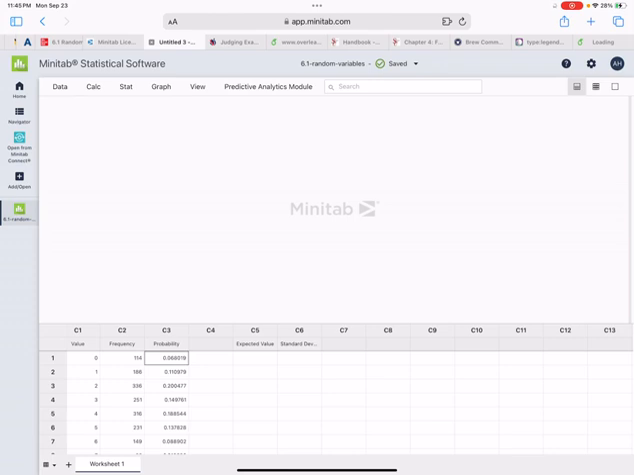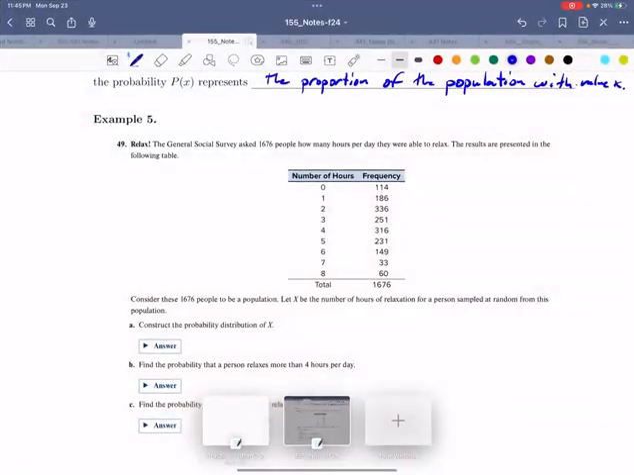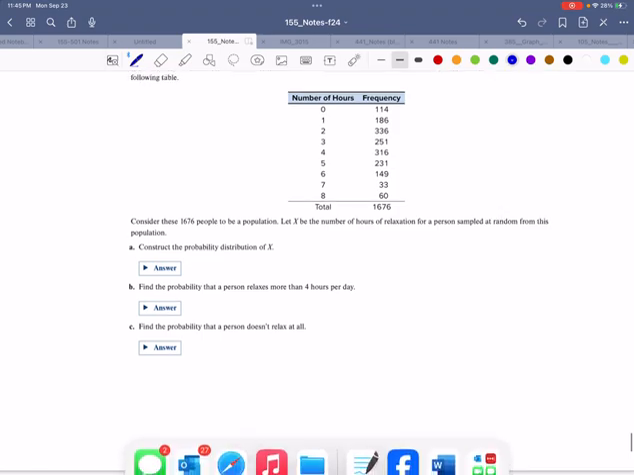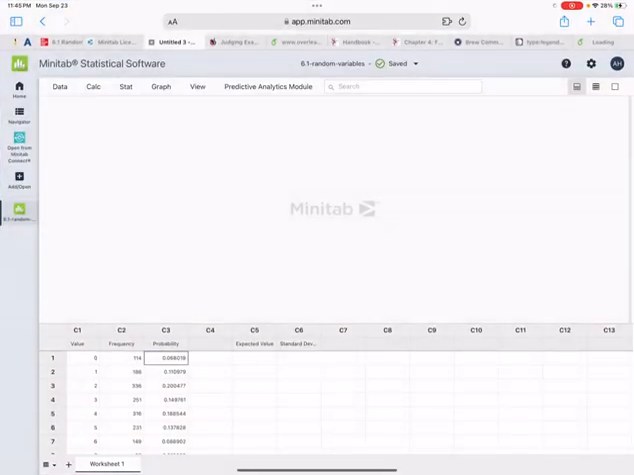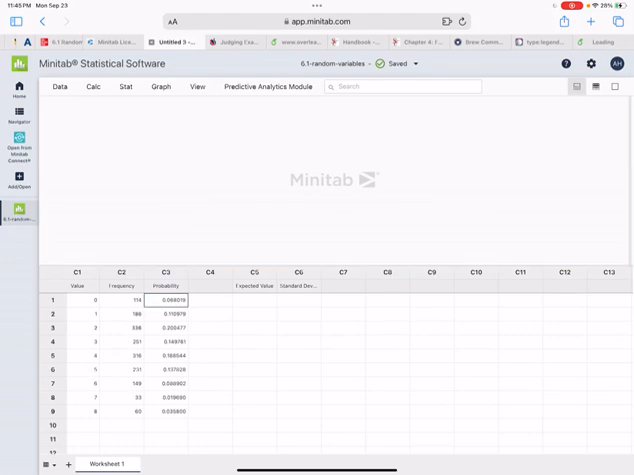That was a nice little way for Minitab to calculate the probabilities so we didn't have to. Again, all we did was divide each of these frequencies by 1676 and we got the probabilities. Something to keep in mind. So, construct the probability distribution of X. Well, thank you, Minitab. We just did that.